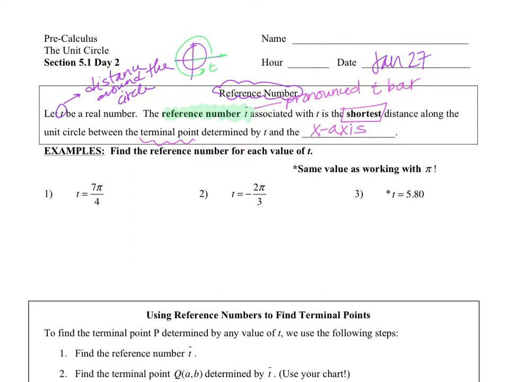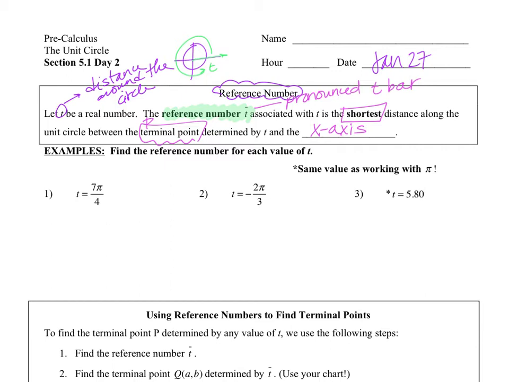Okay? So T still gets me to a point. We call that terminal point P, and then I have to figure out how to get back to the x-axis. So, directions here say, find the reference number for each value of T.